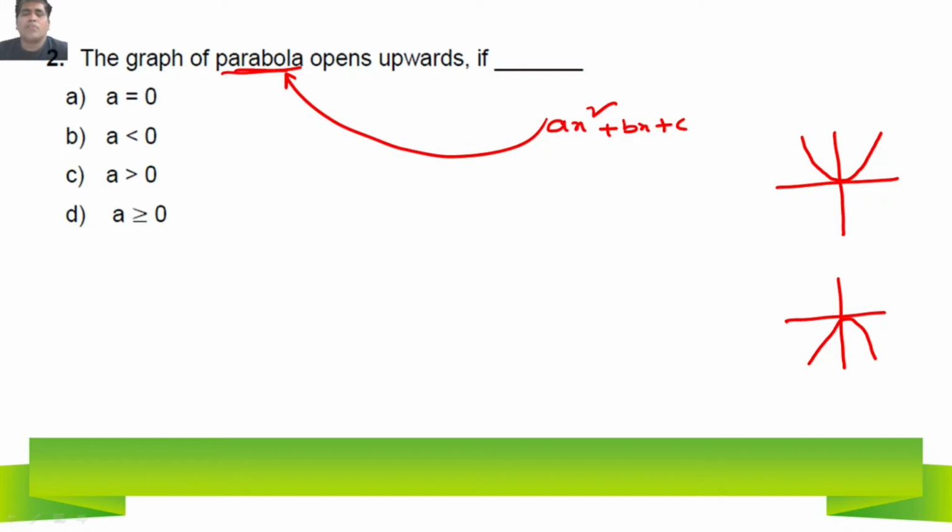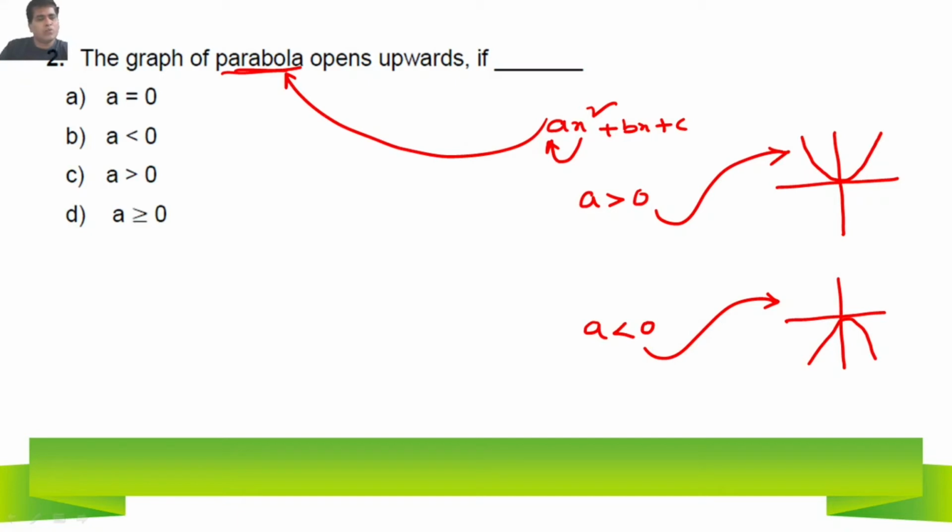Why does it happen? Based on which condition? Simple, it depends on the x square coefficient. If a is greater than 0, the parabola opens up. If a is less than 0, the coefficient of x square is negative, so that parabola opens downwards. This is a very simple question, we have already discussed it in the previous one. Here it is based on the coefficient of x square, which must be greater than 0. That's all about this problem.